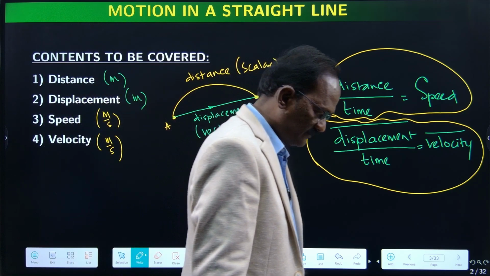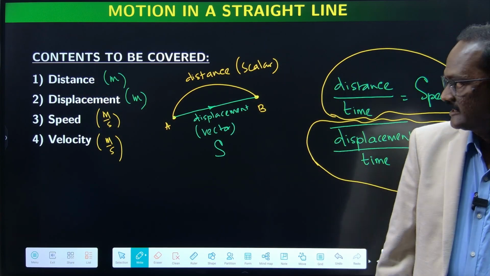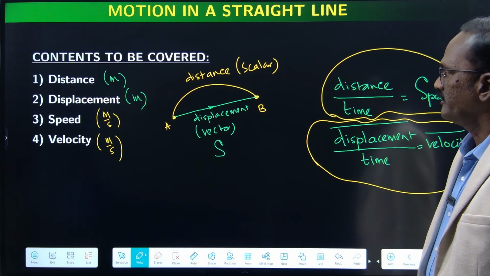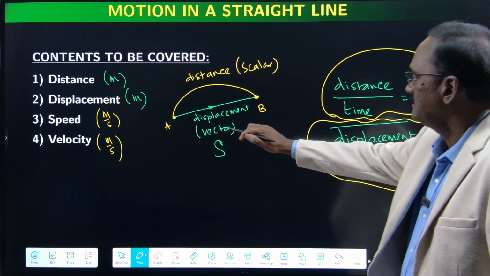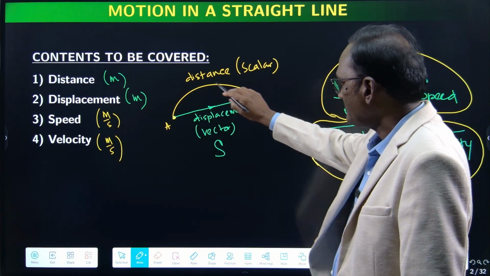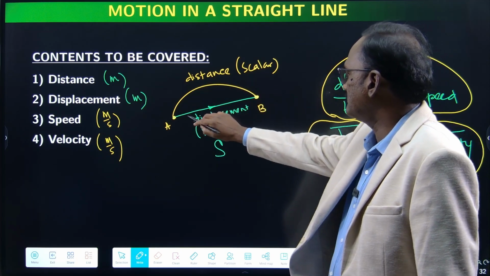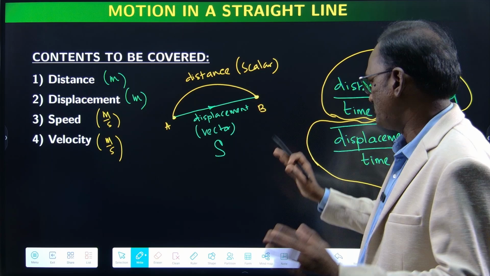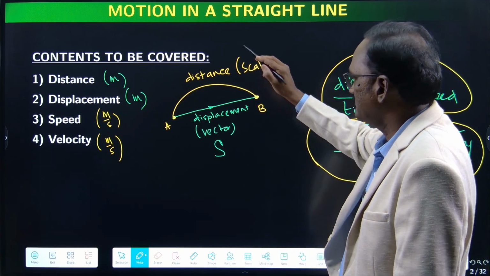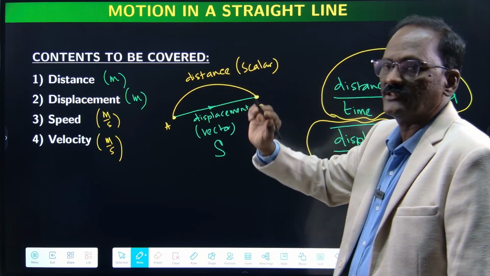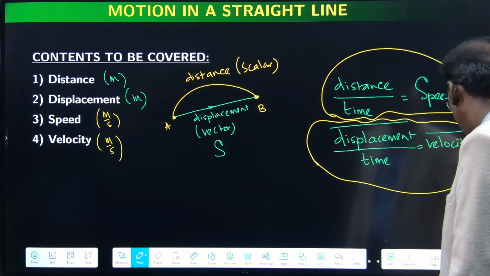So these are the simple definitions for the terms we are going to discuss here. Distance, the length of the actual path in which the object has traveled. Displacement is the straight line connecting the two positions, right? Distance over time, speed. Displacement over time, velocity, right?